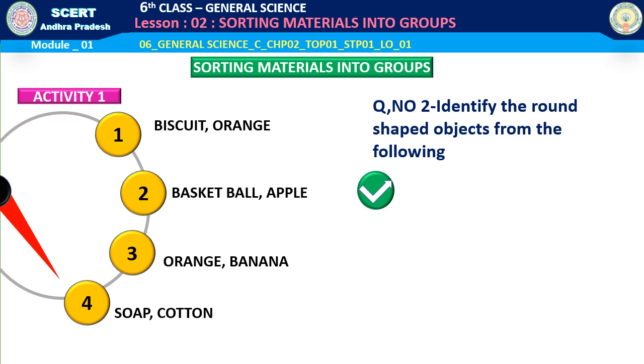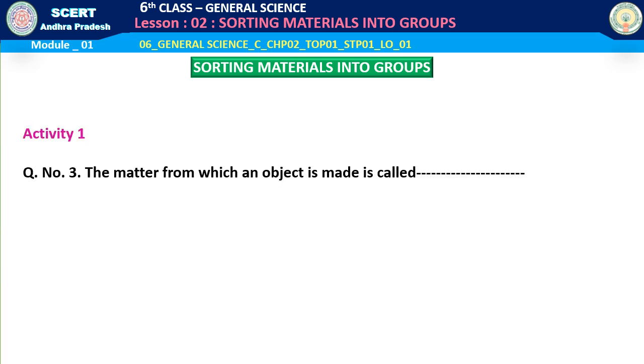Let us answer another question. The matter from which an object is made is called. Children, can you tell me the answer? Yes, you are right. The answer is material. Let us group objects with the materials.